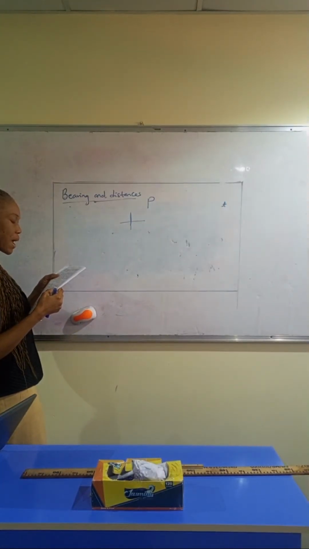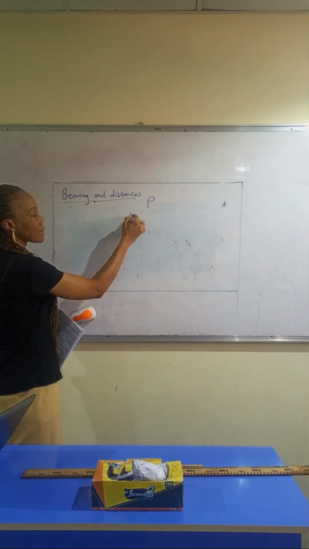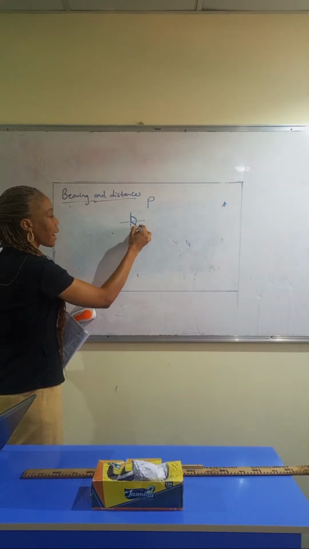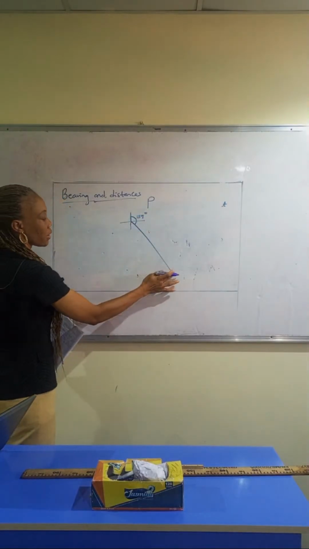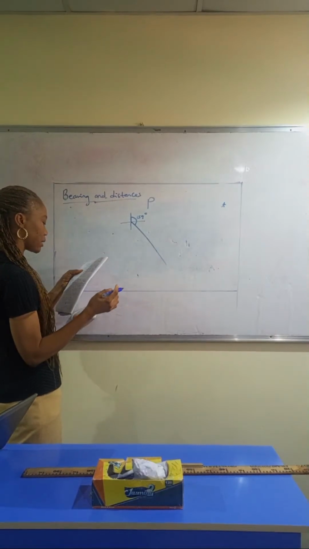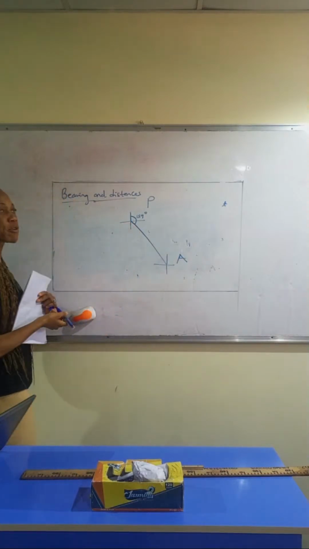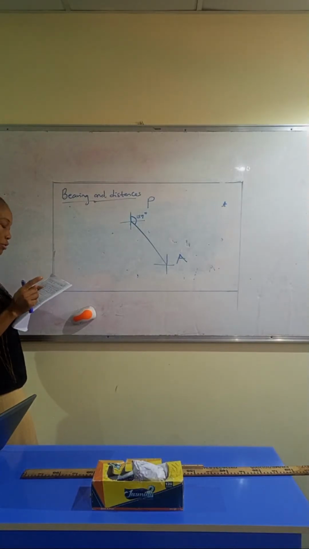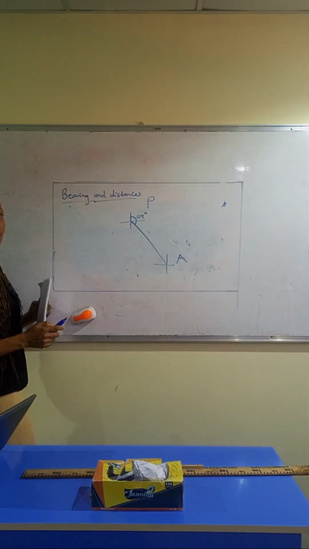A travels on a bearing of 159 degrees. So from here, remember here is 90, you drag it to 100 and let's say that here is 159 degrees. You draw it and this is for A. A traveled 159 degrees. Okay, let's continue. And B travels on a bearing of 215. So we have already gotten that of A.